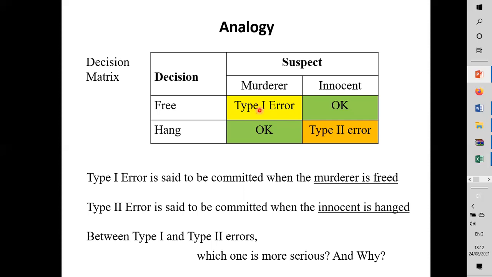Okay. Supposing my p-value is 0.04, what does it mean? It means the probability of freeing a murderer is 4%, right? Is it less than 5%? Yes. Most likely the guy is a murderer.